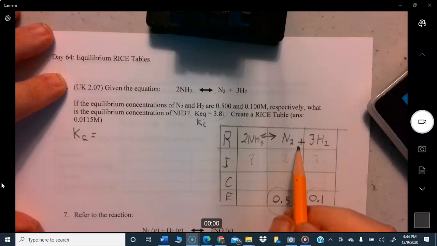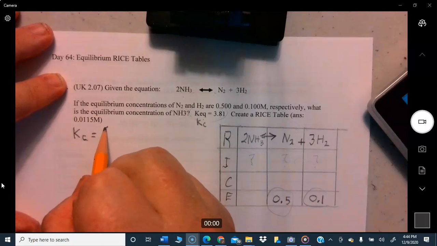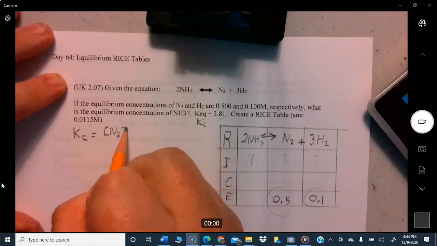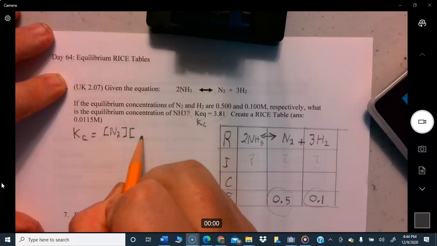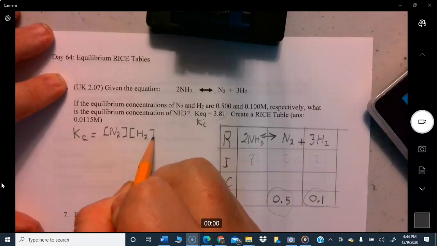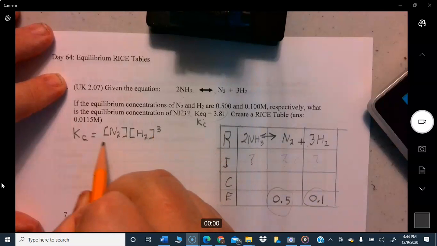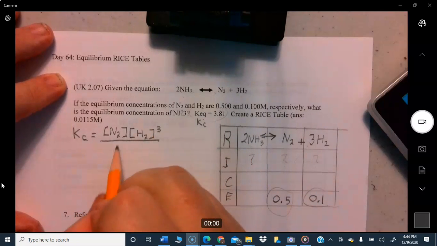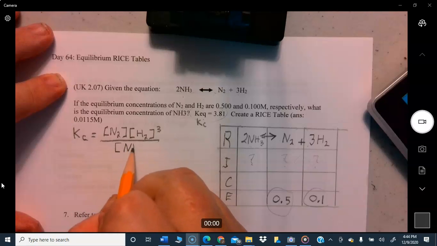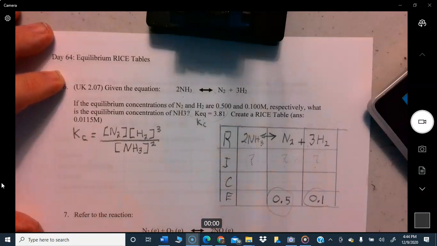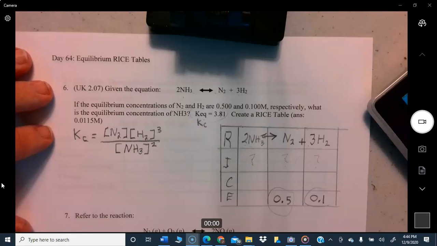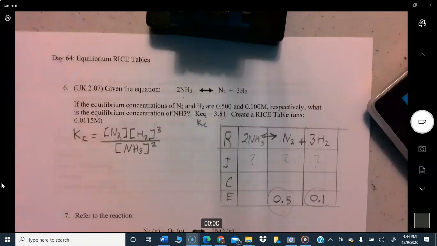Okay, so it's products on top, raised to the first power, so this is raised to the first. You don't have to write it. Okay, raised to the third power. And then reactant on the bottom, and that's what you're trying to find. That's raised to the second power. Okay, so there it is. So we know this, and we know this. So we know 3 of the 4 variables here, so we can figure out the unknown.